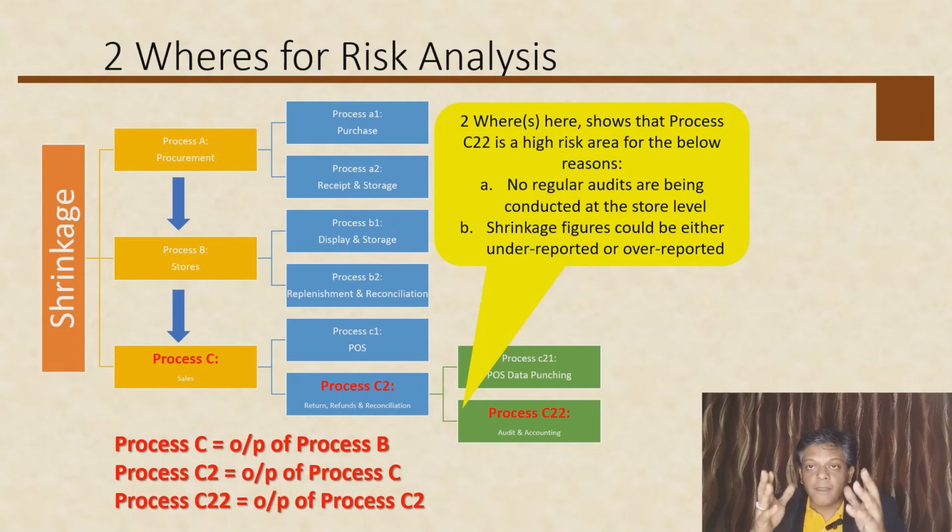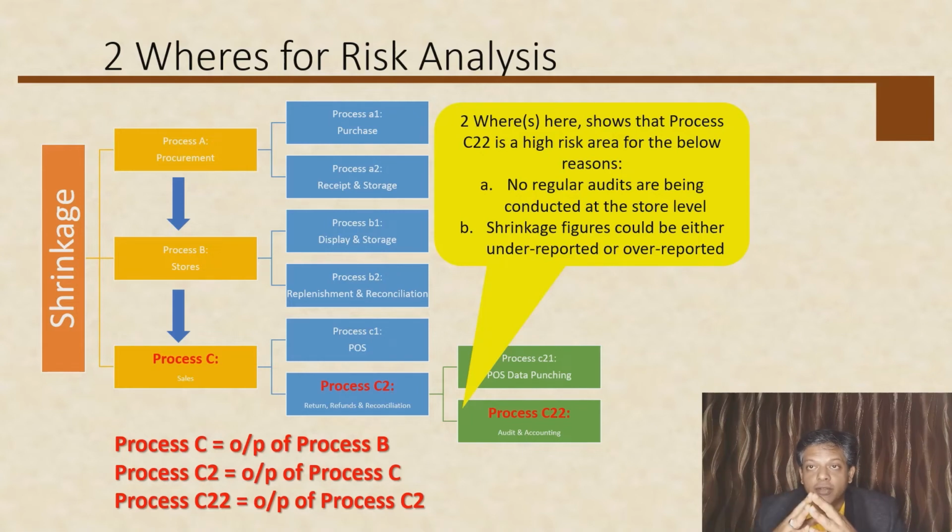So you have asked the first where: is the issue in process A, that is procurement? And you probably got the answer as no. Then you move on to check the output. Is there any issue in process C? And you realize that yes, there is indeed some issue. So then you split the process further and dive deeper.